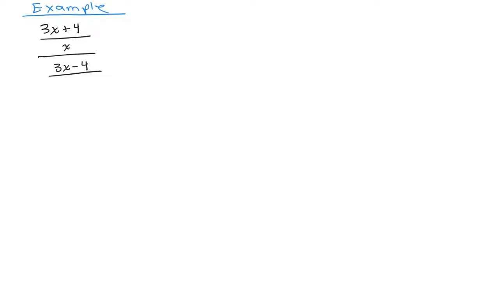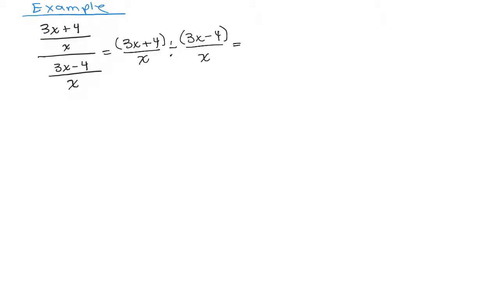Here's our next example. So we're going to do 3x plus 4 over x divided by 3x minus 4 over x. We have a complex fraction. So we have just a single fraction in the numerator and denominator. So that means 3x plus 4 over x divided by 3x minus 4 over x. Now remember, this is a quantity, 3x plus 4 and 3x minus 4. You cannot cancel the x's.